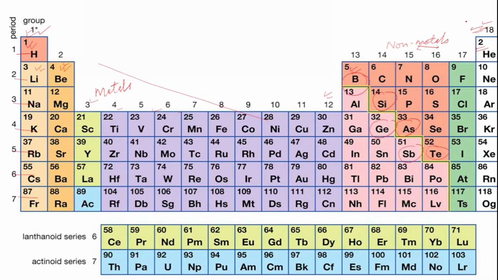Okay, zero group, these are zero group elements. So you see these groups, actually there are 9 groups in the table. 9 groups are divided into subgroup A and B, except group 8 and group 0.